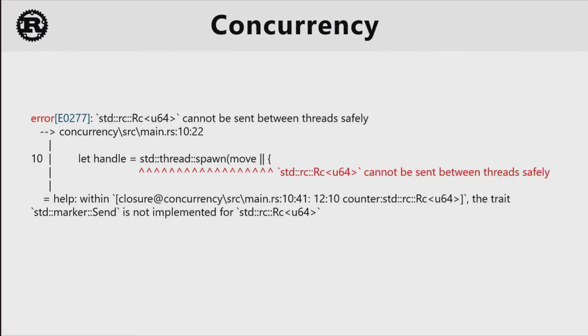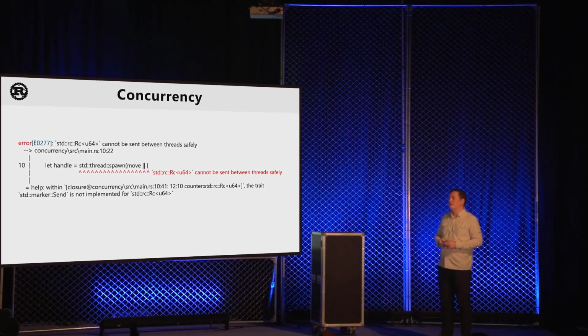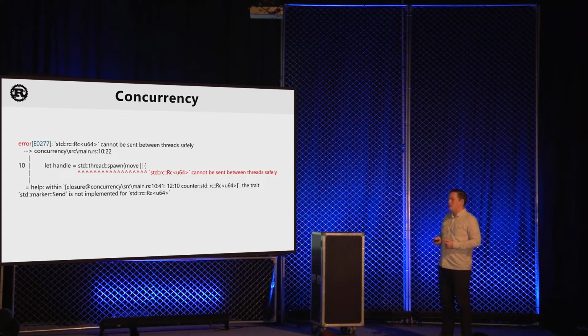Now, this may look a little foreign, and this is where the Rust learning curve starts to kick in. It basically says that this type, standard Rc, reference count Rc, cannot be sent between threads safely. And you're thinking, well, I'm giving you a reference counted smart pointer, what's the problem?